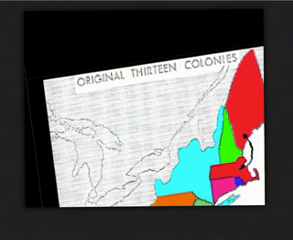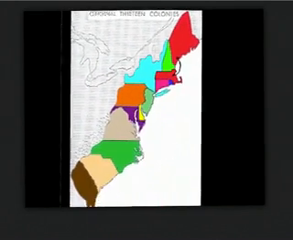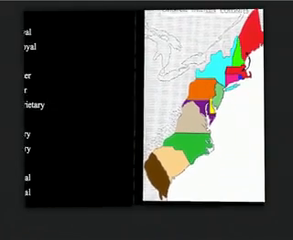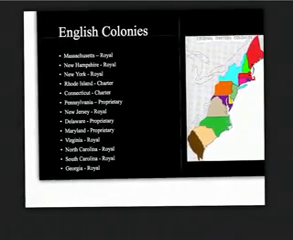The original 13 colonies, the original British 13 colonies, on the east coast of the United States, and we had three specific types of colonies. We had royal colonies, charter colonies, and proprietary colonies.